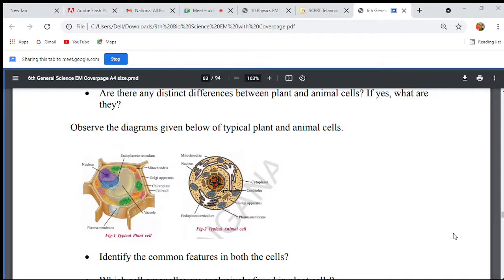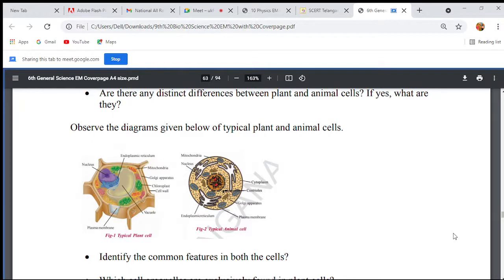For example, can you see chloroplast in an animal cell? Where do you see chloroplast? You see chloroplast in plant cells. You don't see chloroplast in animal cells. What is meant by chloroplast? Chloro means color. Green color plastids. Where are these chloroplasts present? They are found in the cells of green leaves, and they are found in tender stems also.